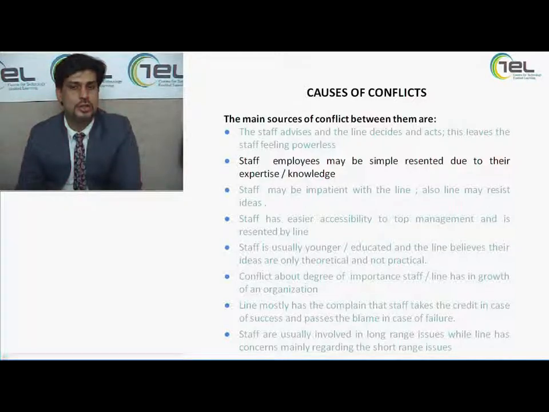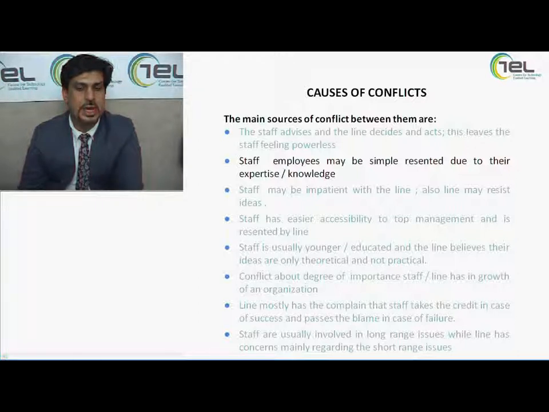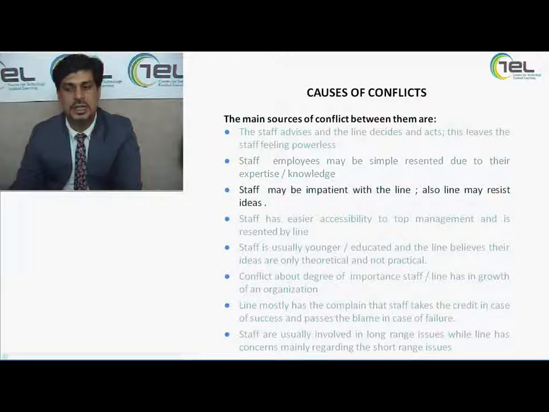Line does not usually accept the staff people because most of the staff employees are more technically qualified or more knowledgeable in their fields. Since they are more technically qualified, the line employees may simply resent them, or the line may think that they have the on-job experience while the staff has only the bookish knowledge, leading on to the conflicts that are there. Staff may be impatient with the line. Also, line may resist ideas.